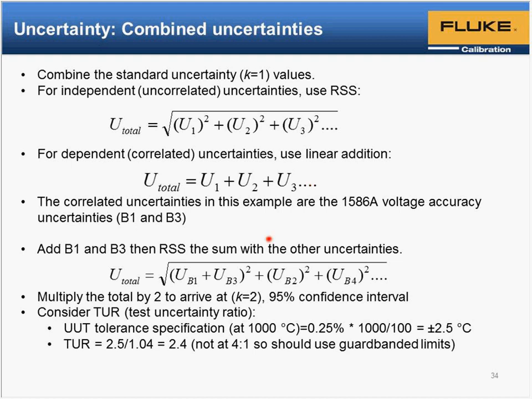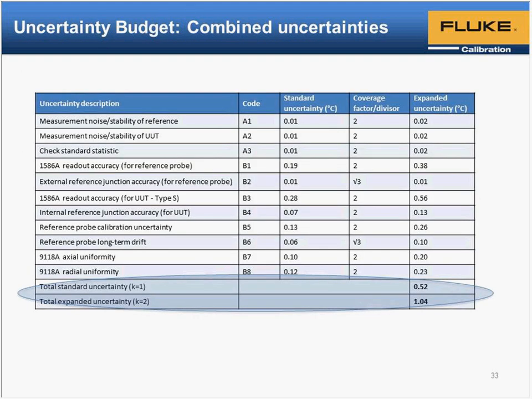But at any rate, we have two uncertainties that are correlated. This is where we use the 1586A volt accuracy to measure the probe and the UUT probe. So those two uncertainties are added linearly, not in RSS. So let me go and show you. So total uncertainty expanded, K equals 2, is 1.04 degrees C.